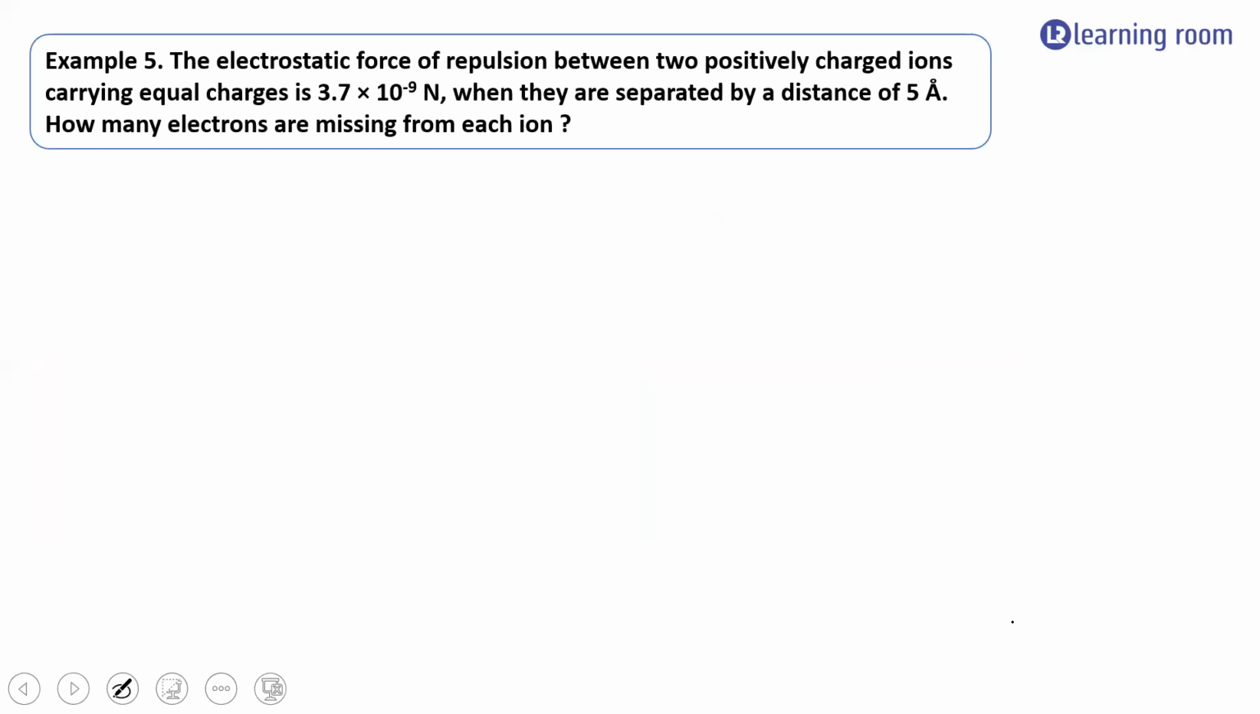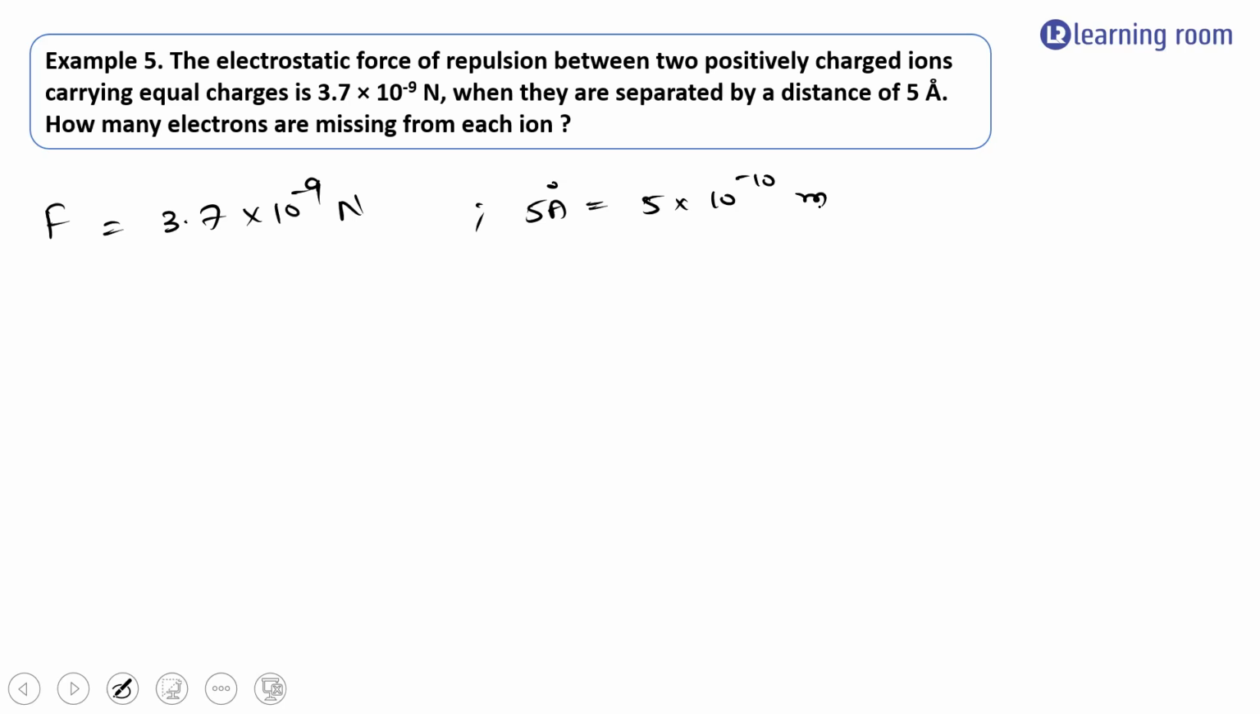So based on Coulomb's law, let's try to solve the problems. The electrostatic force of repulsion between two positively charged ions carrying equal charges is 3.7 into 10 power minus 9 Newton. It is a force that is given. So F is equal to 3.7 into 10 power minus 9 Newton, when they are separated by a distance of 5 angstrom. So angstrom is how many meters? 5 into 10 power minus 10 meter.